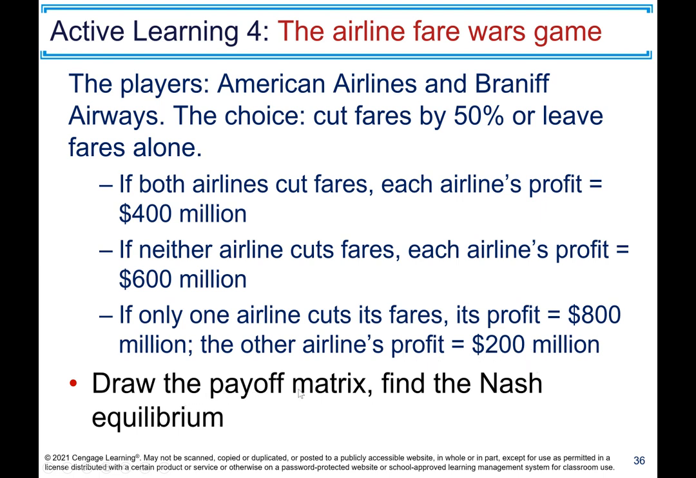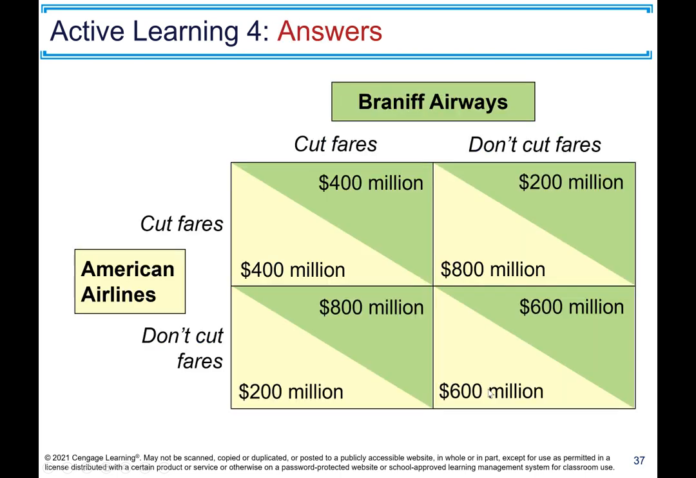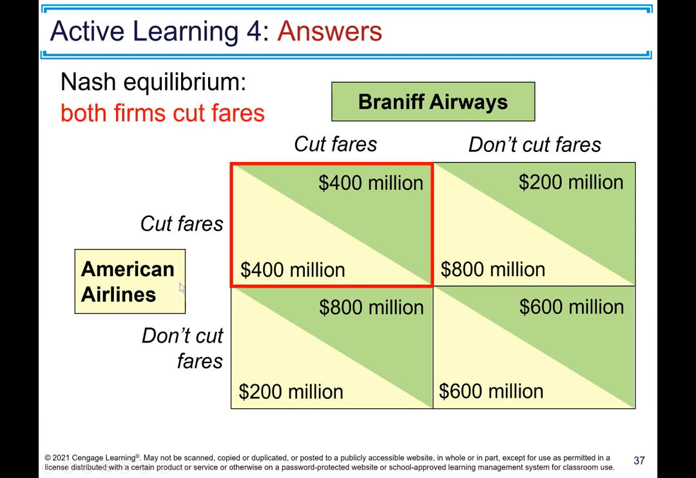Draw the payoff matrix and find the Nash equilibrium. And this is Braniff Airways, and American Airways. Nash equilibrium: both firms will cut fares, air wars, and the profit is less, $400 million.